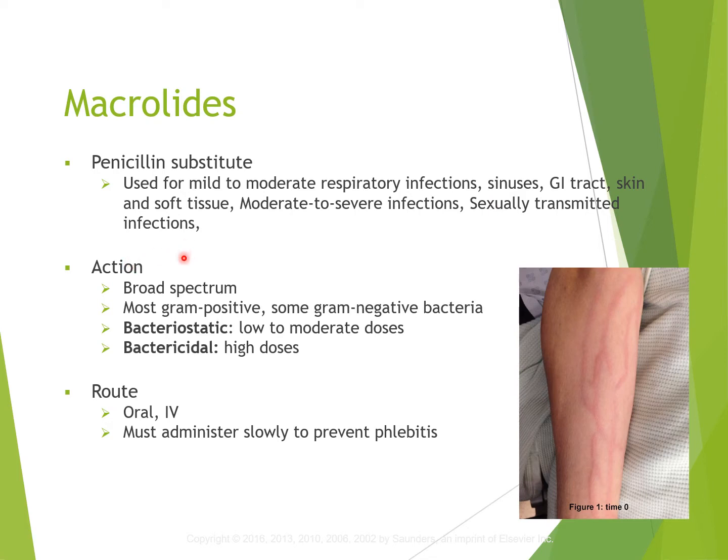What's great about it is it's broad spectrum, so you don't exactly have to know what organism you need to treat because it kills a variety of them. In fact, it kills most gram-positive and some gram-negative bacteria. So you're going to see this one often given, and I'll give you some examples of what type of antibiotic is under the macrolide family.